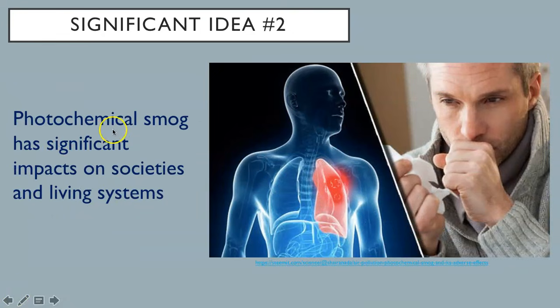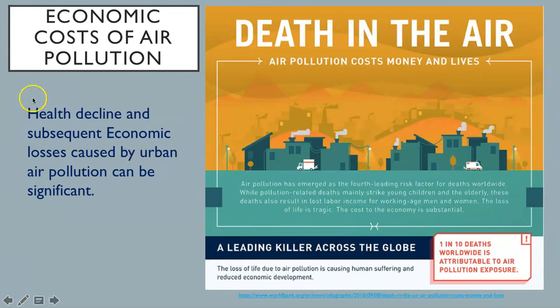Photochemical smog has significant impacts on societies and living systems. Health decline and subsequent economic losses caused by urban air pollution can be significant. According to the World Bank, air pollution has emerged as the fourth leading risk factor for deaths worldwide. While pollution-related deaths mainly strike young children and the elderly, these deaths also result in lost labor income for working-aged men and women. The loss of life is tragic. The cost to the economy is substantial.